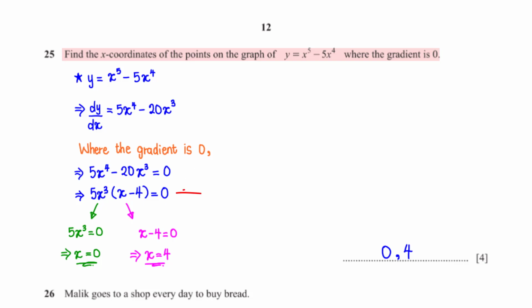When we factor out 5x cubed, we are left with x minus 4. When we equate 5x cubed to 0, we get x equals 0. And when we equate x minus 4 to 0, we get x equals 4. So the x-coordinates of the points on the curve where the gradient is 0 are 0 and 4.